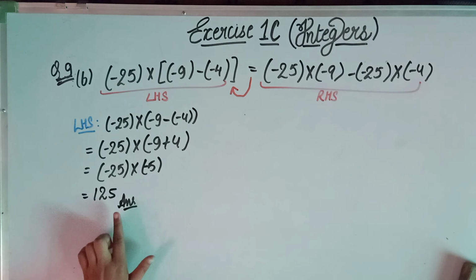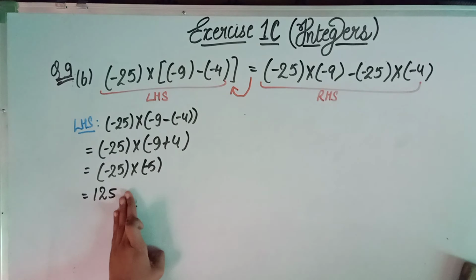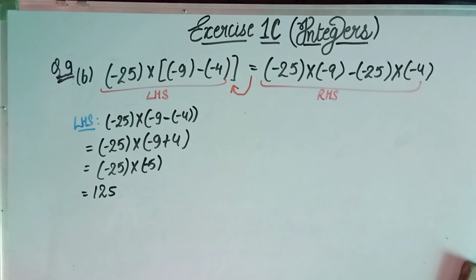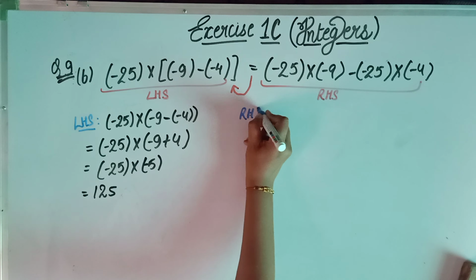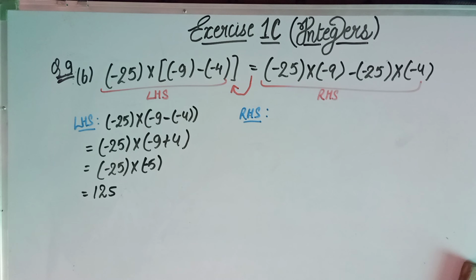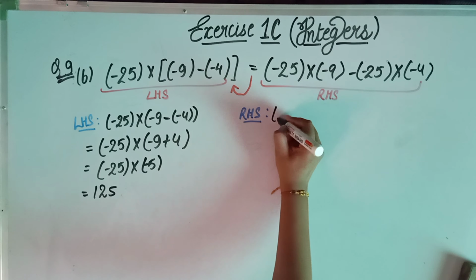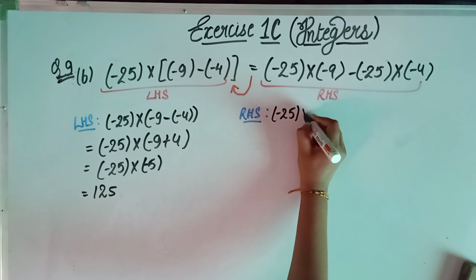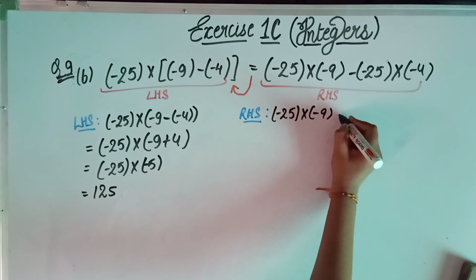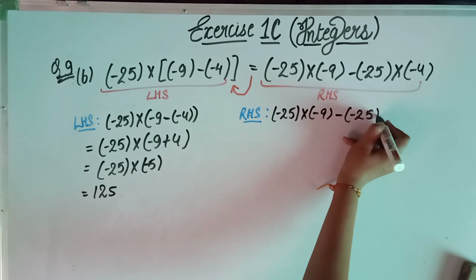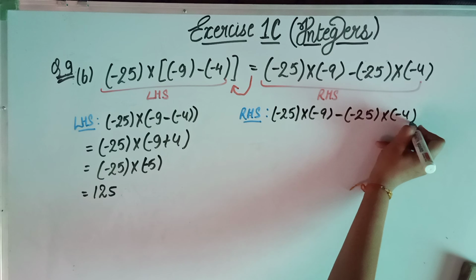Now we are going to solve RHS. That is not the answer, sorry, I just wrote. Okay, so here we are going to solve the RHS part. So RHS is minus 25 into minus 9 minus minus 25 into minus 4.